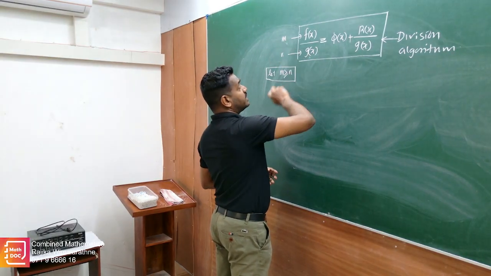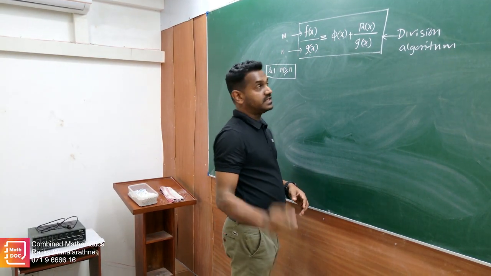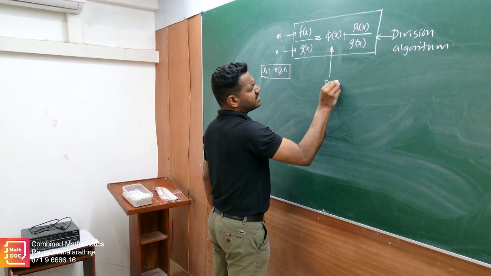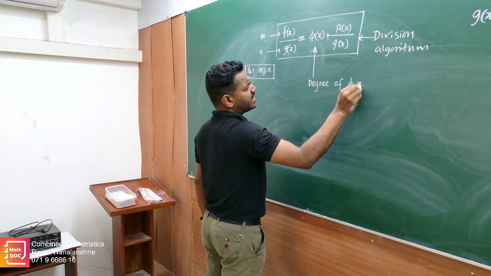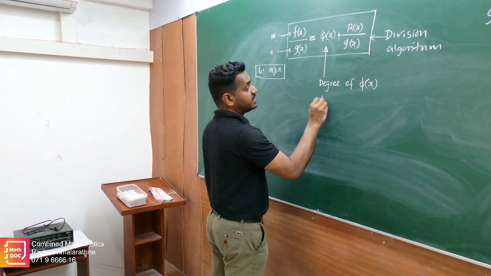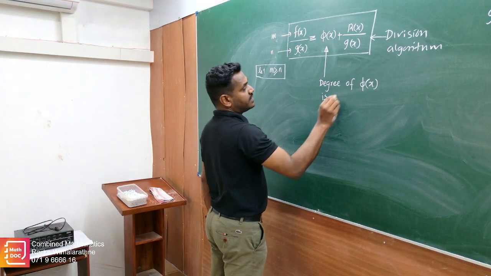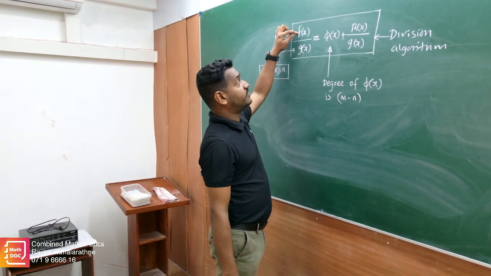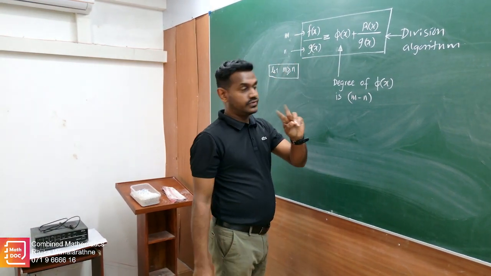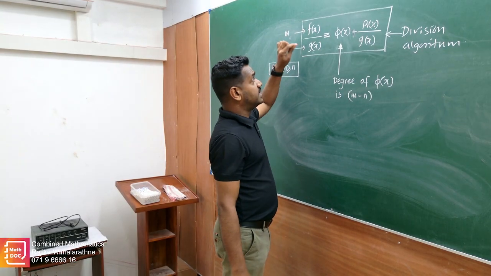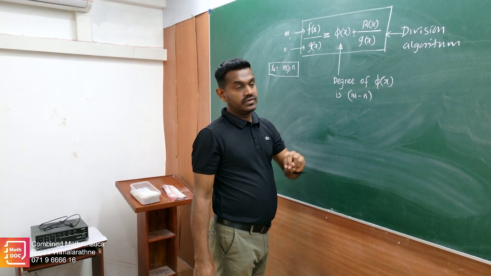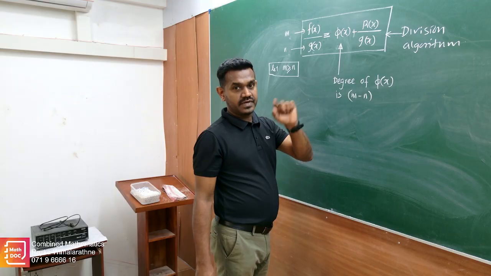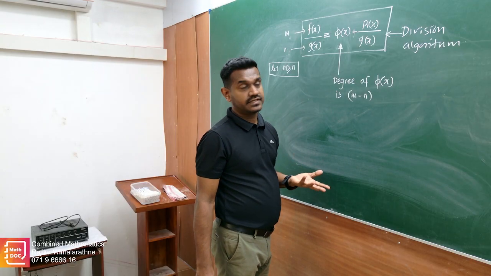Here degree m, here degree n. You need to remember a special condition: the degree of the quotient is m minus n. Consider degree 4 and degree 2, then 4 minus 2 is 2, so quotient degree 2. Degree 3, degree 1, 3 minus 1 is 2. Degree 7, degree 5, 7 minus 5, degree 2 for the quotient.